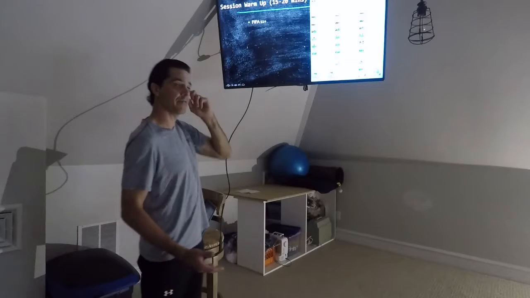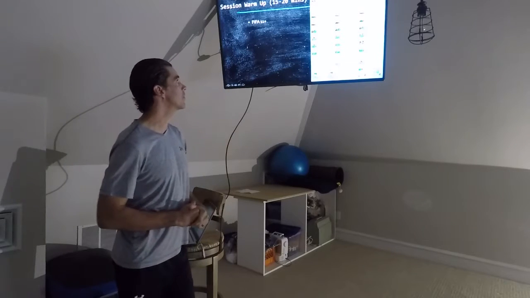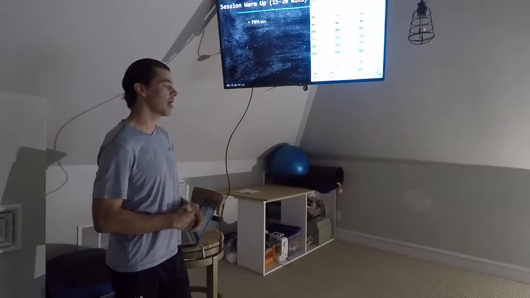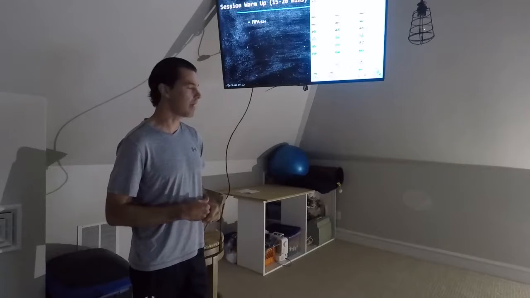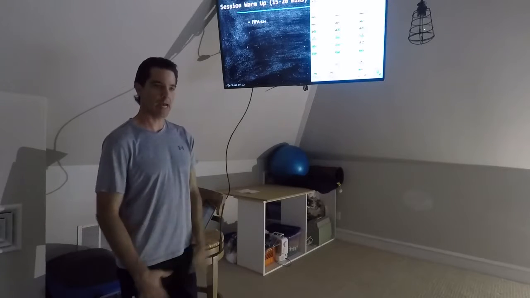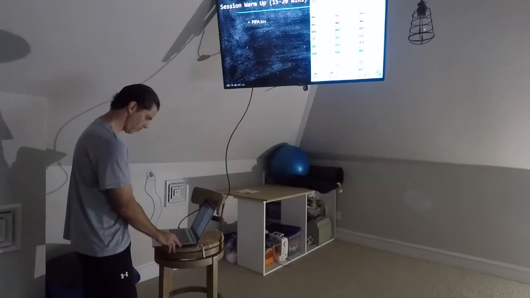Our session warm-up, 15 to 20 minutes, is the FIFA 11 Plus program, and our girls do a really great job of that. They're really into that, do great work there.